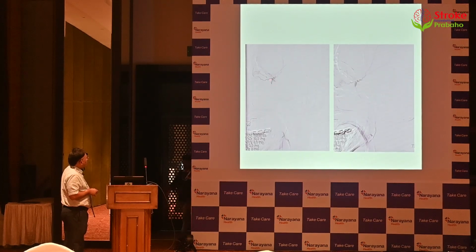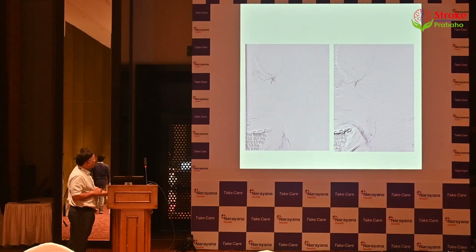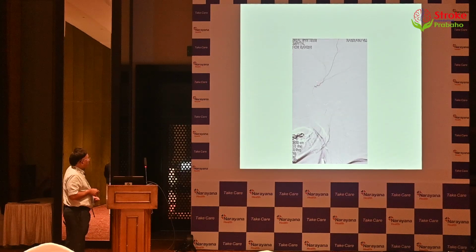So we cannot do embolization from here. There's a falcine artery which may have collaterals to the ophthalmic artery. So we have to place our microcatheter distally. This microcatheter was placed distally, so no more falcine artery is filling now.